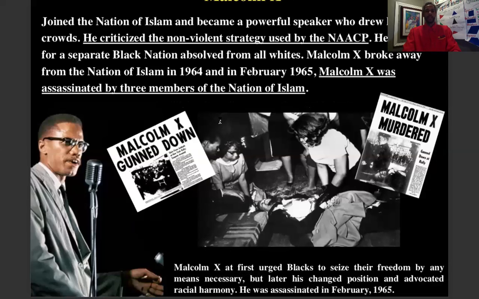Malcolm X joined the Nation of Islam and quickly rose through the ranks. He criticized nonviolence. He called for a separate Black nation. In 1964, he broke away from the nation because of its violent ideologies and began preaching nonviolence. In February of 1965, he was assassinated.